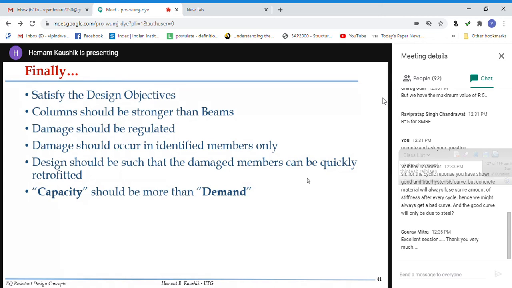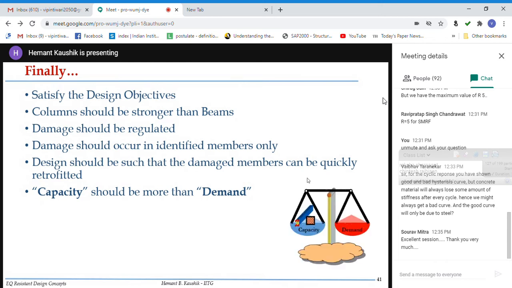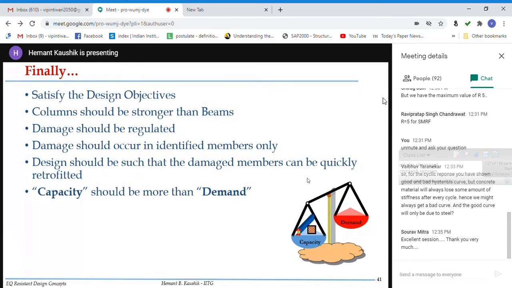Damage should occur in identified members only. We have to identify certain members only where we can allow the damage. For example, we cannot allow damage in the foundations because it's very difficult to retrofit them. Design should be such that the damaged members can be quickly retrofitted, right? The capacity should always be more than demand. So what is the capacity? All the reinforcement, all the members, walls, everything, they contribute to capacity. And what is the demand? Demand is the earthquake load. So we always know that capacity should always be more than demand.